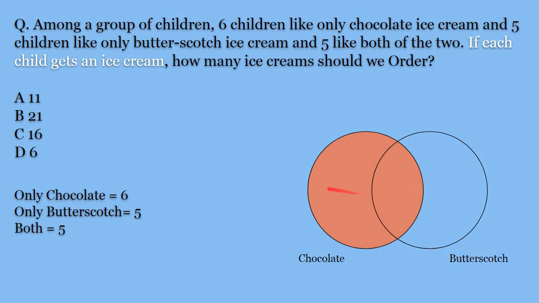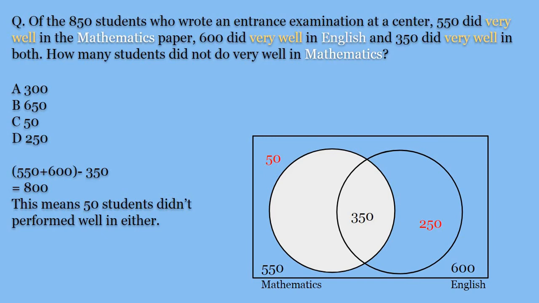So 5 plus 5 plus 6 will come out to be 16. And suppose it was given that more than one ice cream can be consumed by those people who like both of them, then we will have to multiply this by 2. Okay, and when we do that, the answer will come out to be 21. Okay, so now we are focusing upon this particular question.